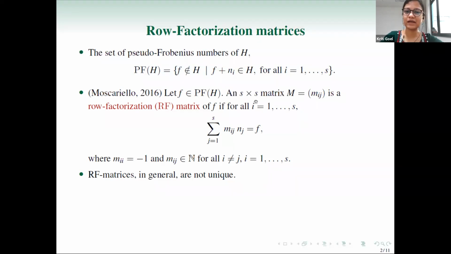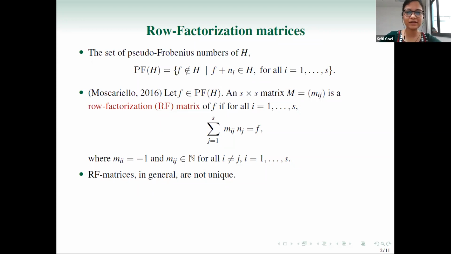So we have a pseudo-Frobenius number f, and to this we associate an s cross s matrix, which he called a row-factorization matrix, such that the ith row of this matrix is a factorization of f plus ni. This means the diagonal entries of this matrix are -1, and all the other entries are natural numbers. Of course, we have to make sure that the ith row is the factorization of f plus ni, as a linear combination of the other generators of the numerical semigroup. This factorization may not be unique. So given a pseudo-Frobenius number, we may be able to associate a number of row-factorization matrices depending on how many factorizations of f plus ni, for each i, we are able to make.